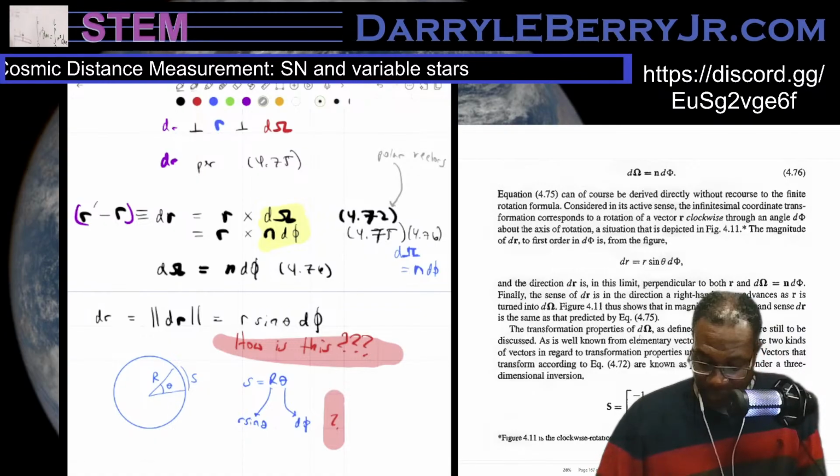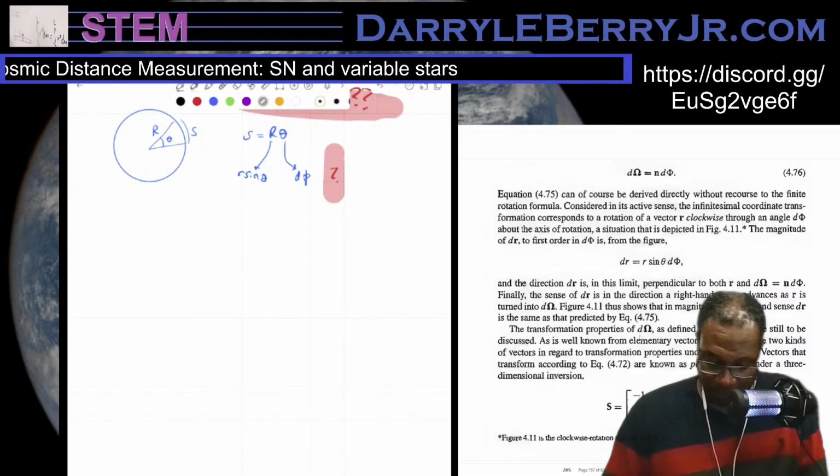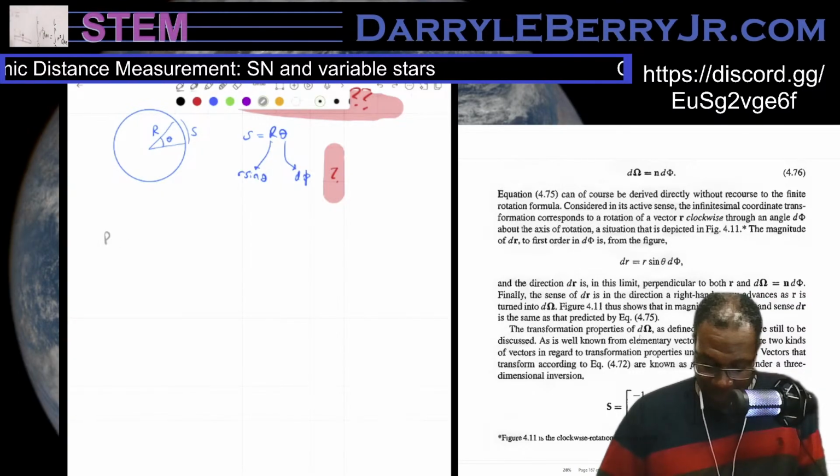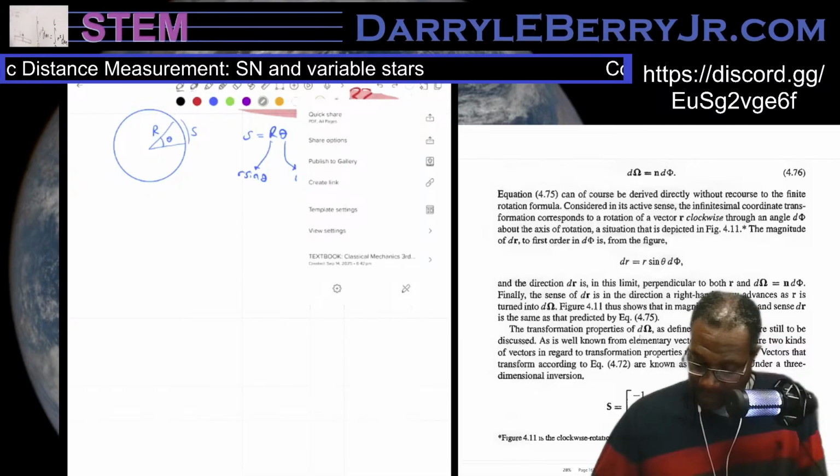Under a three-dimensional inversion, it's a little bit smaller template here.